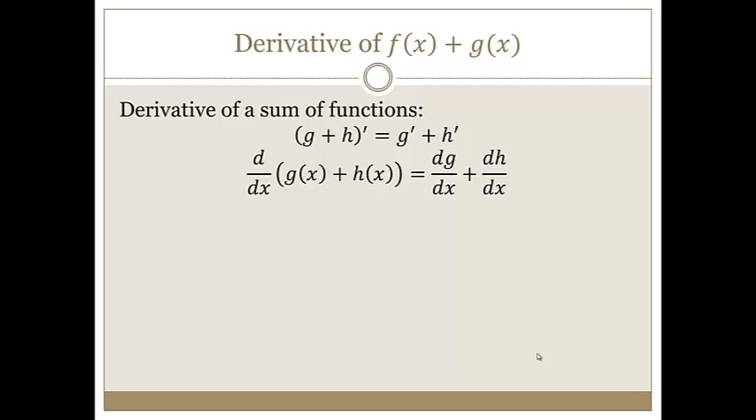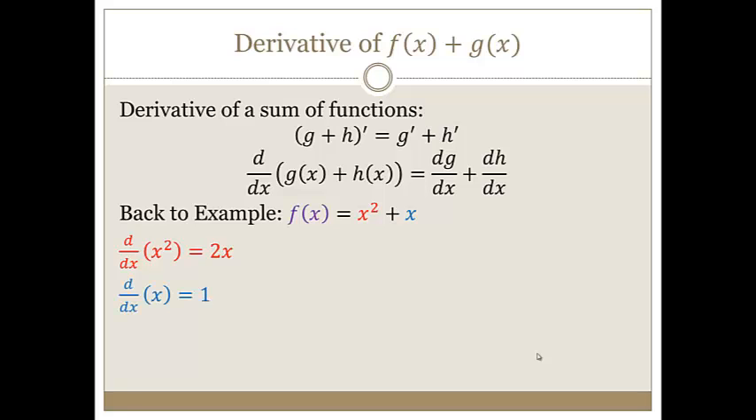Using this, let's go back to our example. F of x equals x squared plus x. As we said before, the derivative of x squared is 2x and the derivative of x is 1. So the derivative of x squared plus x is the derivative of x squared plus the derivative of x, using what we just found. But knowing the derivative of each piece, x squared and x, we get that the derivative of x squared plus x is 2x plus 1.